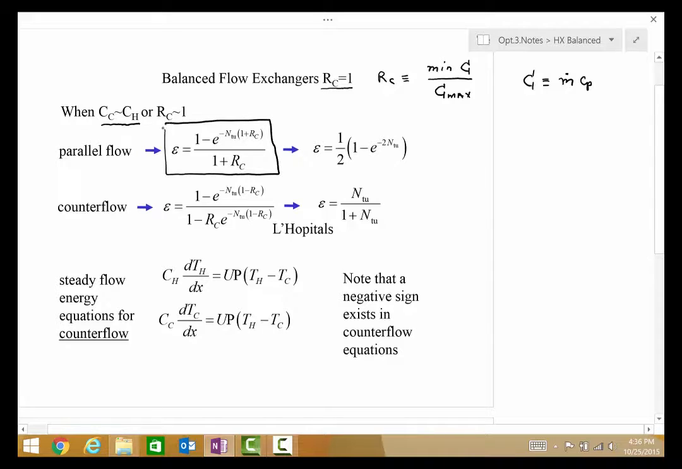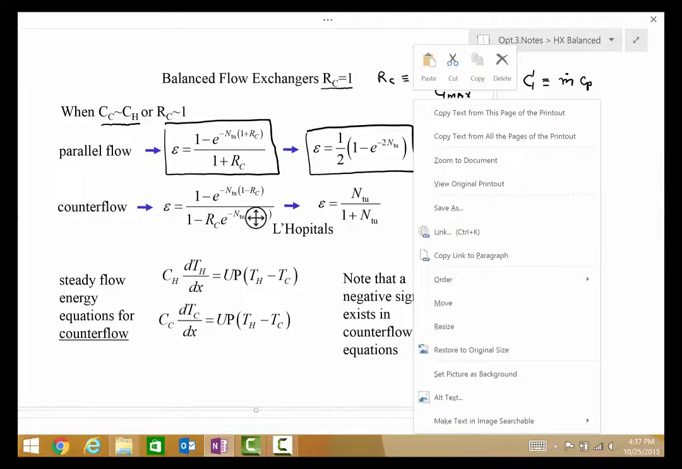So for a simple two-stream parallel flow heat exchanger, the heat exchanger effectiveness is given in terms of NTU and the capacity ratio. Allowing the capacity ratio to be equal to 1, we see the denominator is equal to 2, and the argument of the exponential is minus 2 times NTU. So it's 1/2 times (1 minus exponential of minus 2 times NTU).